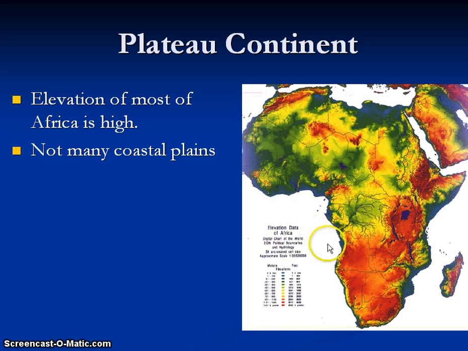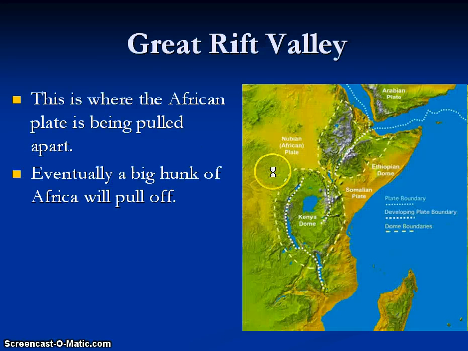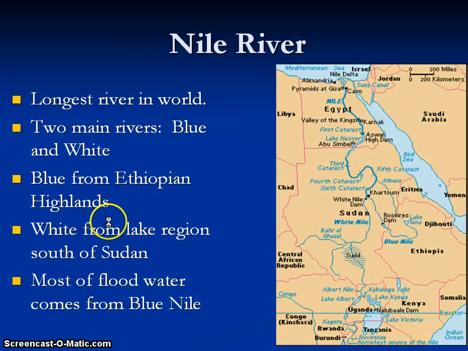It's a plateau continent. Not a lot of this blue area here because that's the coastal plain. It elevates pretty quickly, so this orange area here, and the tallest part is up in Ethiopia. Great Rift Valley. This is a part of Africa that's being pulled apart, and if you look here, it's being divided bit by bit, and over time it's eventually going to fall off. A big hunk is going to pull off.